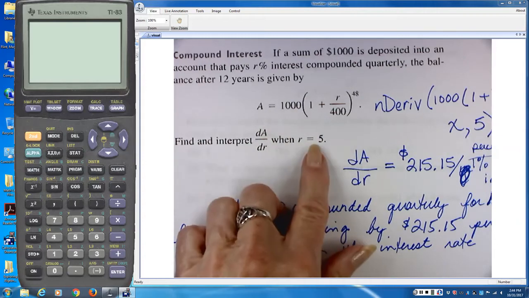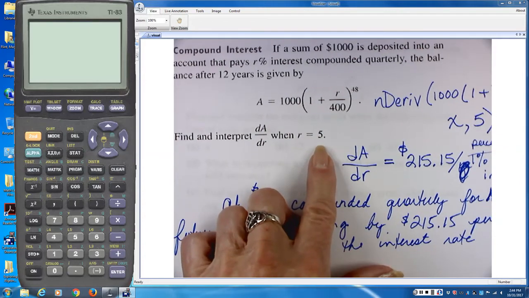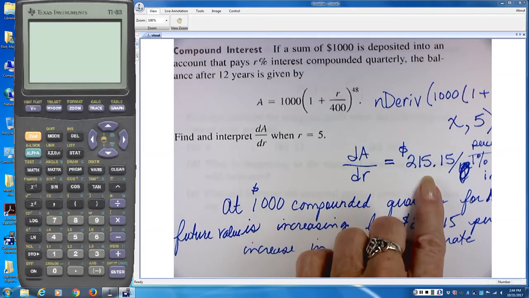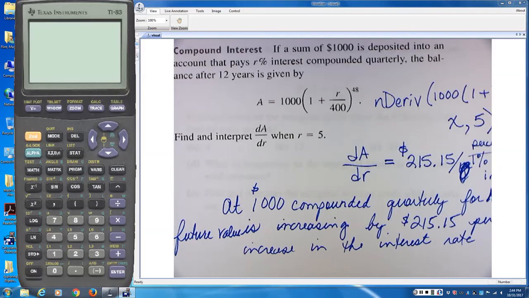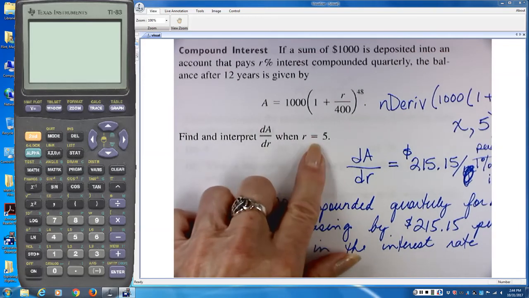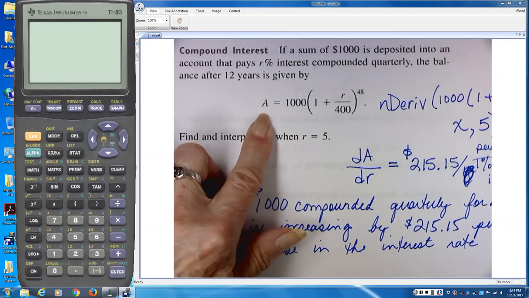That's your beginning condition. Okay? And actually, if your interest rate went down, you could still interpret it the same way. If your interest rate was 4% instead of 5%, then your future value on that same investment is going to be $215.15 less. Okay? So just remember, this is a rate of change, but it's based on the change in the interest rate. The rate of change in the future value.